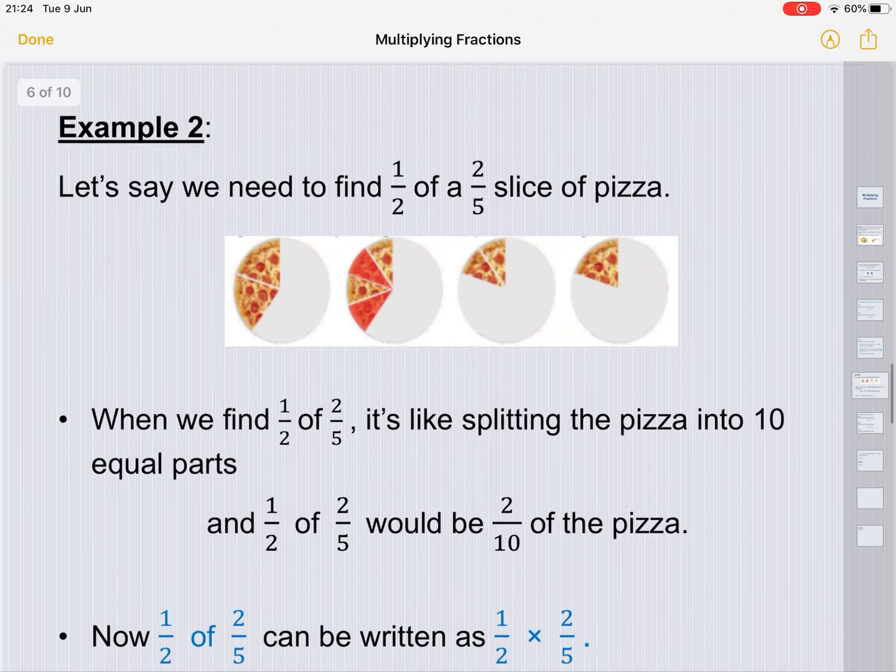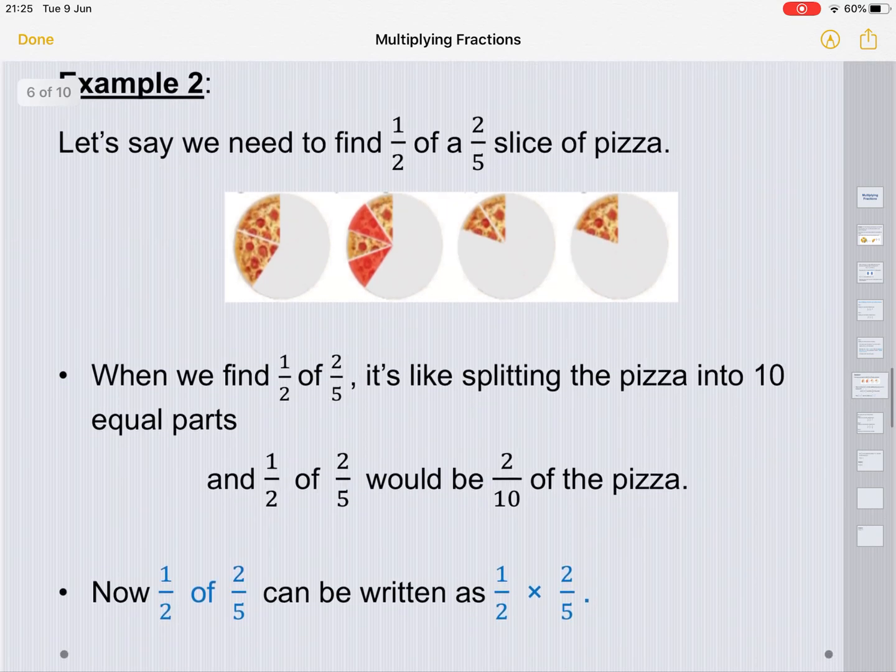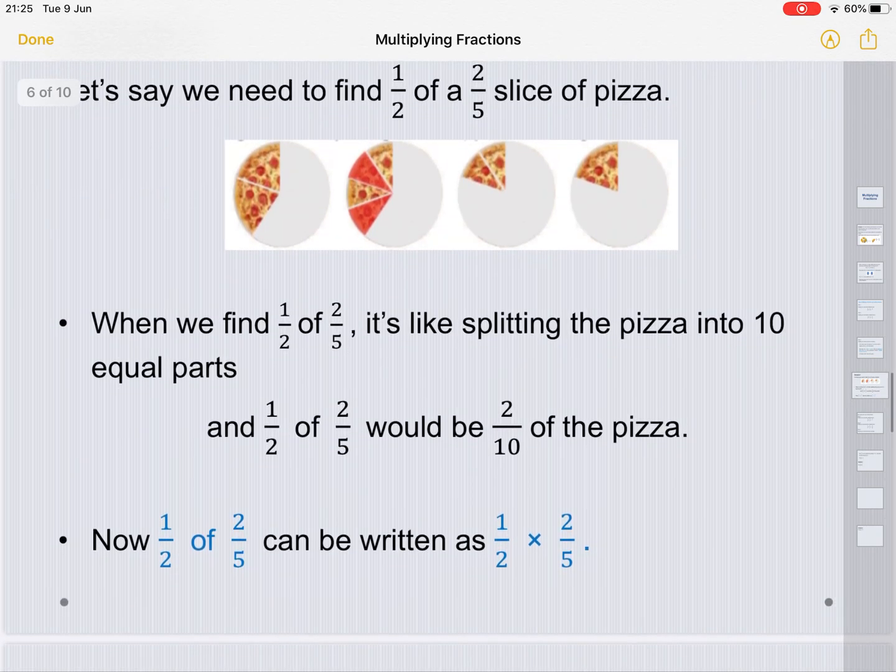2 out of 10, then 1/2 of 2/5 would be 2 out of 10. You can see it on the third and the fourth diagram. It's like splitting the pizza into 10 parts and taking half of the previously cut pizza. You are going to take half of 2/5, so it would be 2 out of 10.